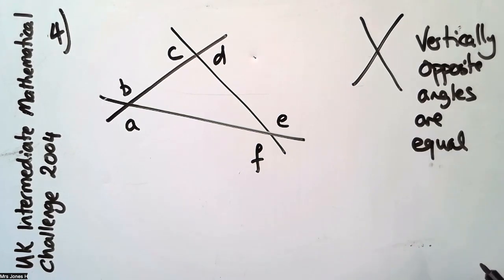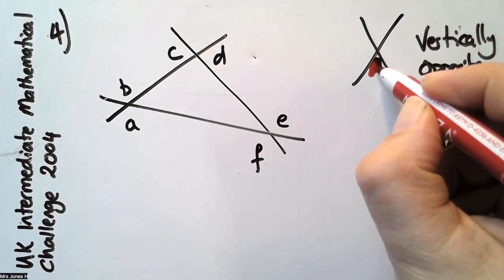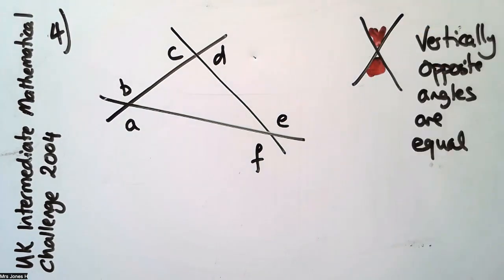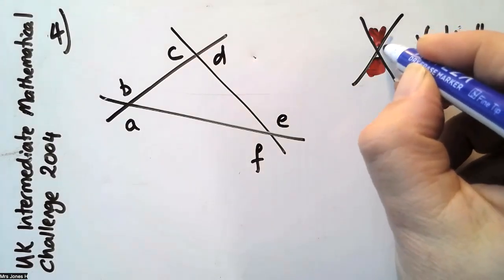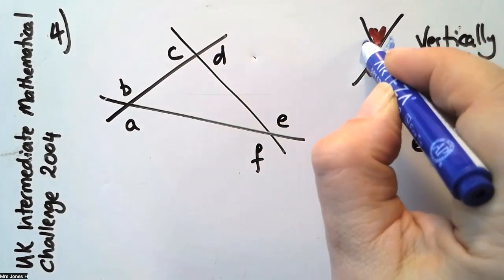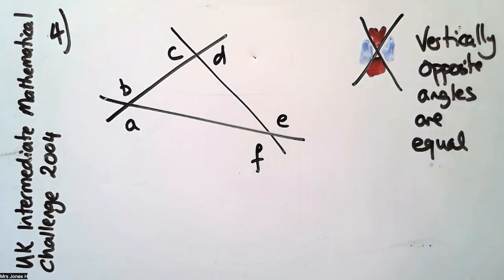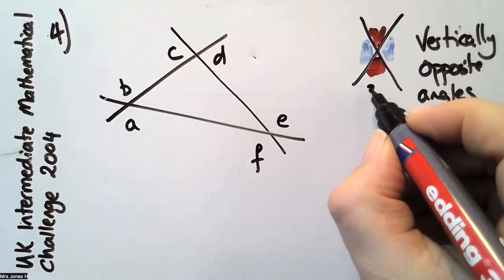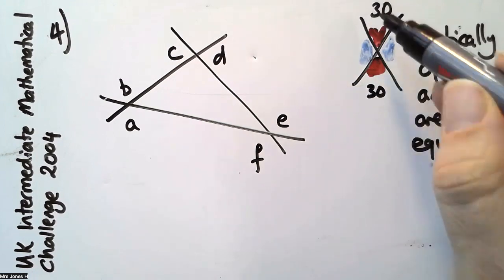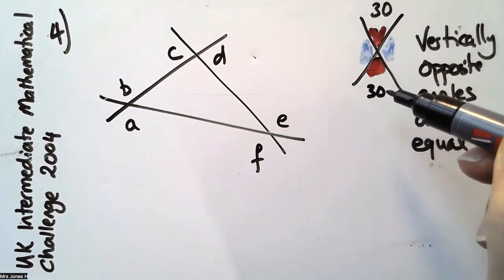are equal. So therefore, this angle here is going to be exactly the same as this angle here. And conversely, this angle here is going to be exactly the same as this angle here. So if this was 30 degrees, say, this one is going to be 30 degrees as well. So whatever these are, they're going to be pairs.